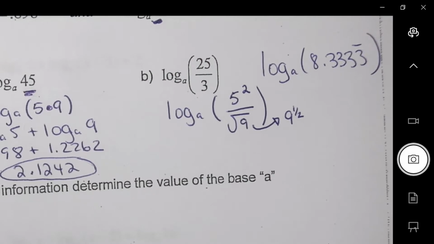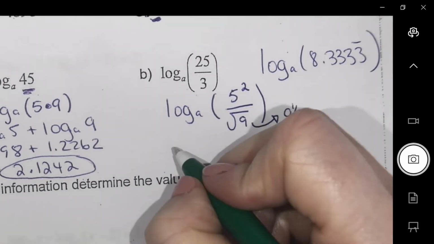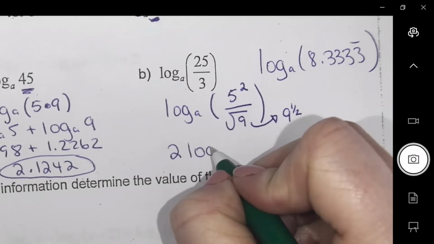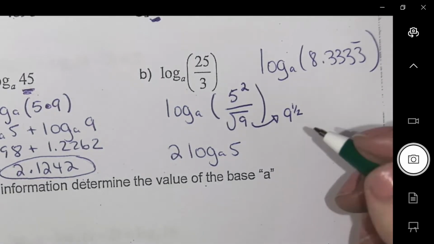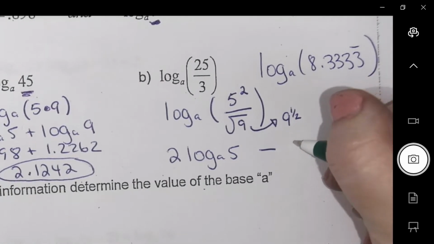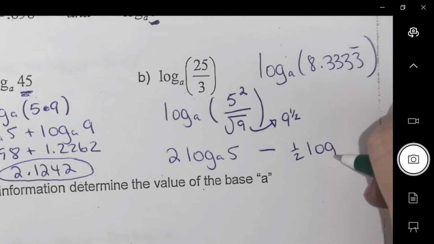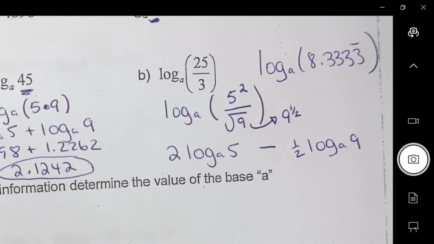Okay, log rules. When it was glued with division, I'm going to separate with subtraction. Every time I see an exponent, it's going to move to the front. So 2 log A5 minus a half log A9.